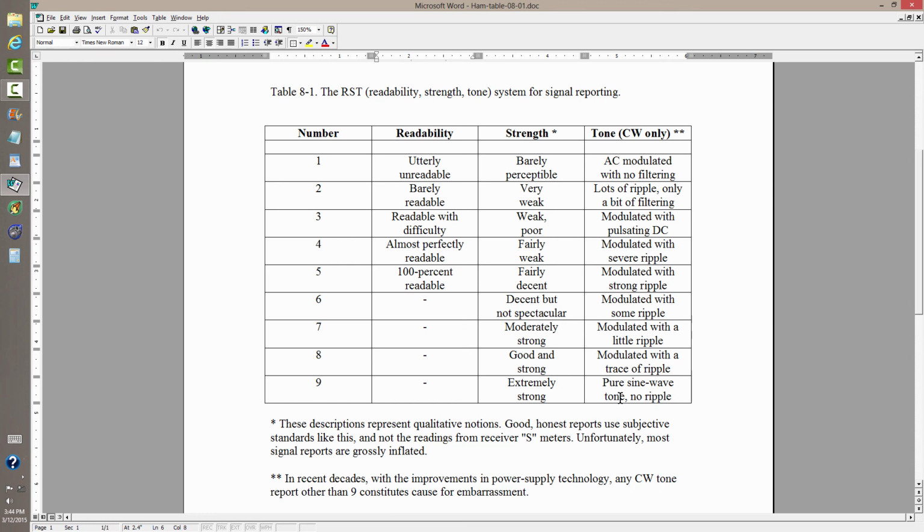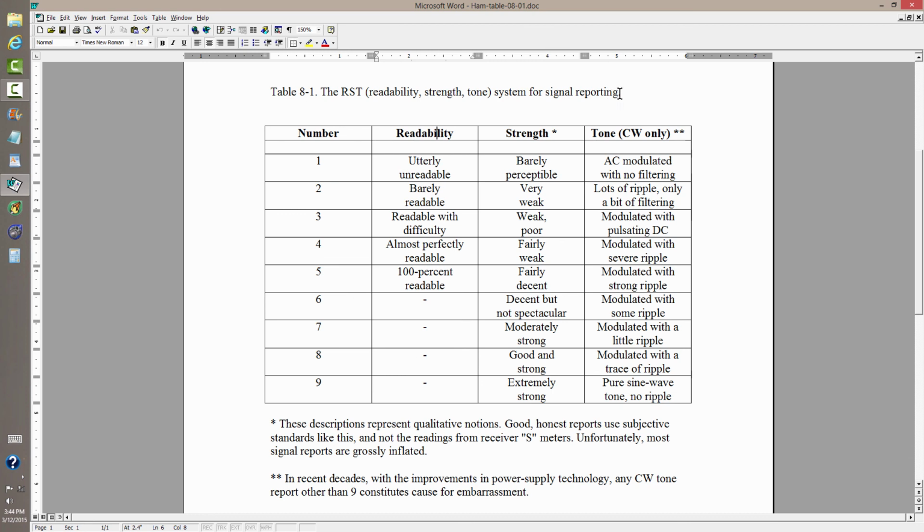But once in a while I get honest signal reports from people, and I appreciate that. I hope not everyone does, though. They want to think that they're the biggest bully on the block, and anything less than that, and they get insulted. Forget about that. That's not what this is about. The RST system for signal reporting is intended to give the other person, and intended for you to get, a real good idea of how your signal is doing at the other end.